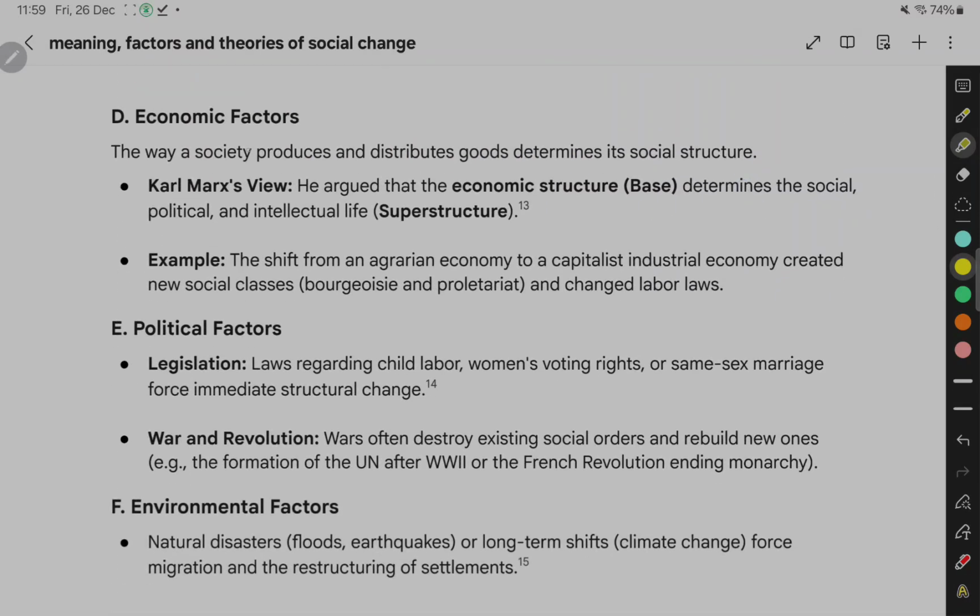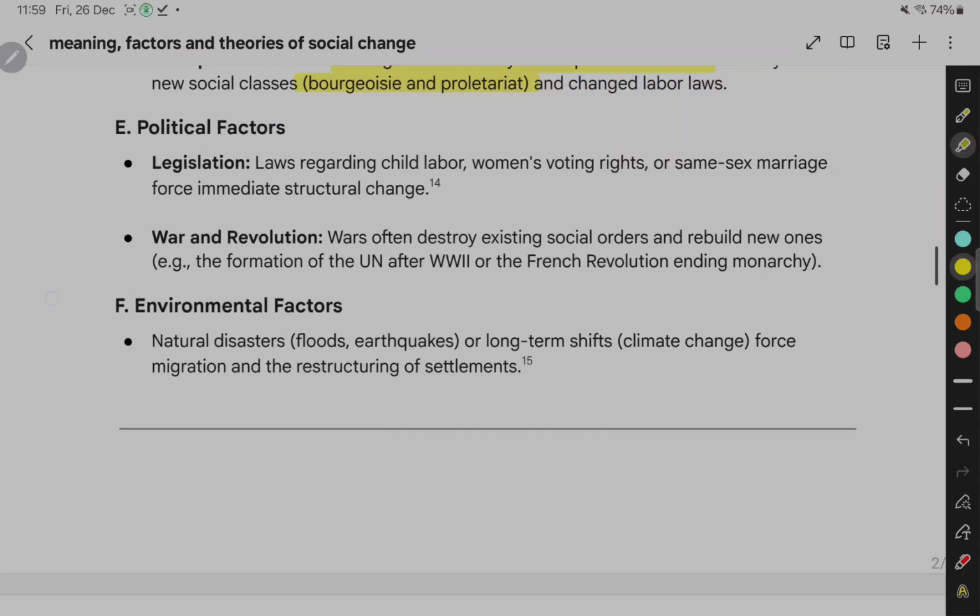D. Economic factors. The way a society produces and distributes goods determines its social structure. Karl Marx's view: he argued that the economic structure (base) determines the social, political, and intellectual life (superstructure). Example: the shift from an agrarian economy to a capitalist industrial economy created new social classes, bourgeoisie and proletariat, and changed labor laws.